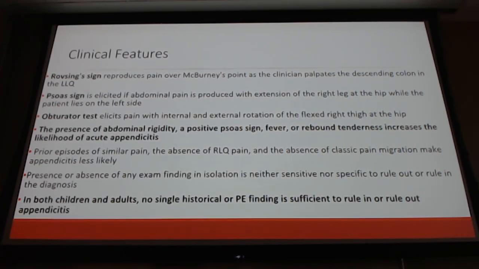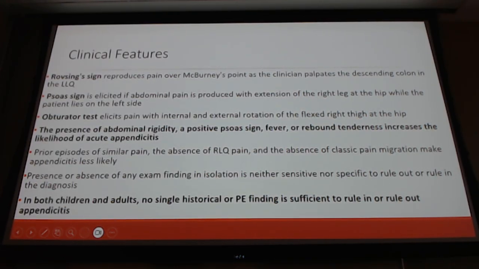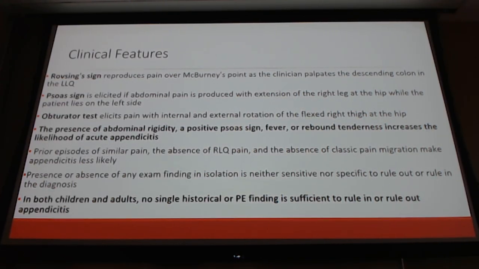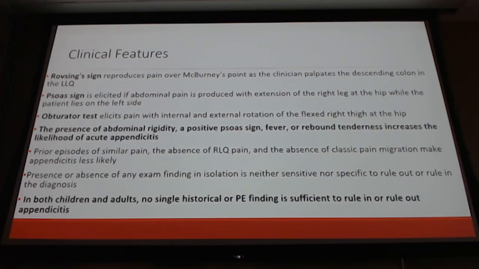And you have your psoas sign as well. You can do that two ways. You can extend the right leg at the hip while the patient's lying on the left side. Or they can be supine and extend the right leg against resistance. So you can do that one of two different ways. And then your obturator sign: the patient is supine, and you're just going to rotate the right flexed hip internally and externally to see if we can mimic that pain.